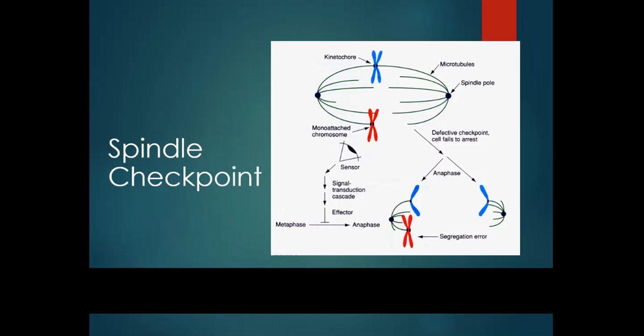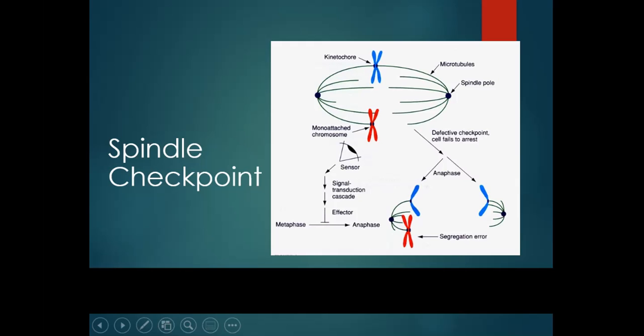The spindle checkpoint is the checkpoint that basically checks to make sure that all of your chromosomes, all your sister chromatids, are attached to the kinetochore microtubules before you move from metaphase into anaphase. So remember, in metaphase, the sister chromatids are lined up on the metaphase plate. When you get to anaphase, the cohesion between those two sister chromatids is destroyed. And what happens then is the sister chromatids move towards the opposite poles.